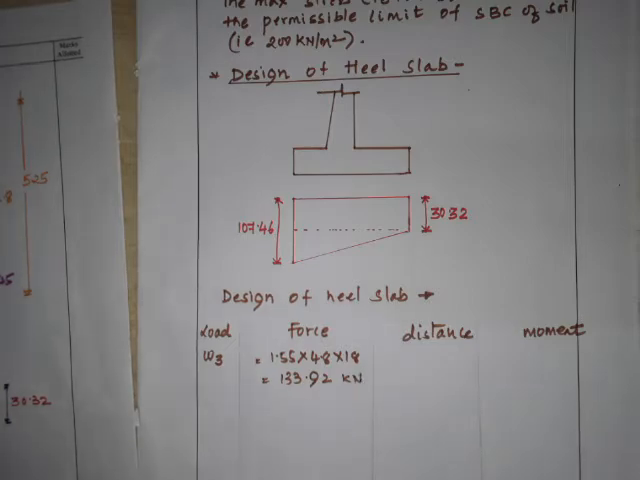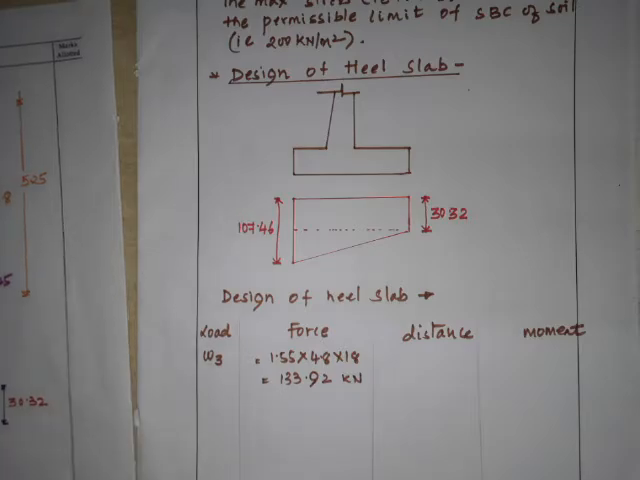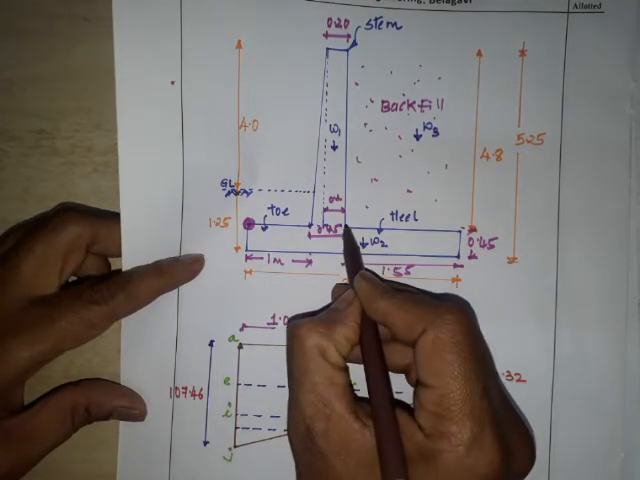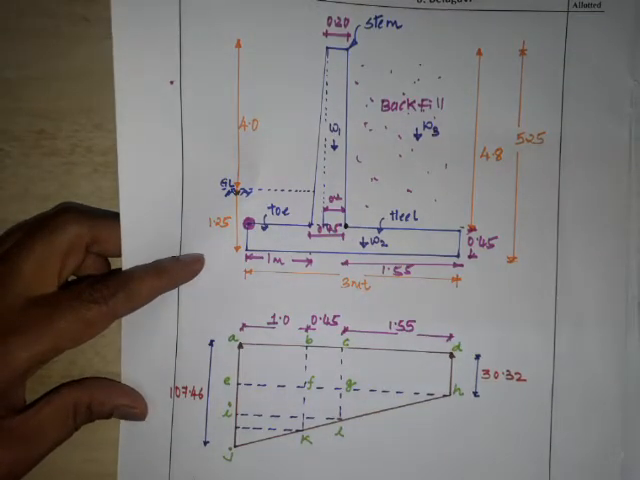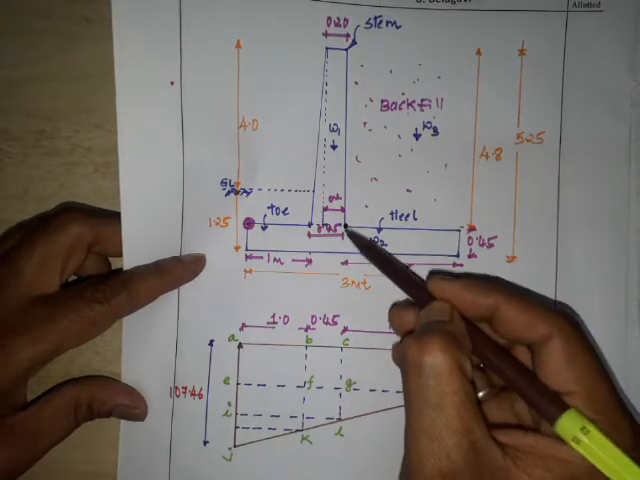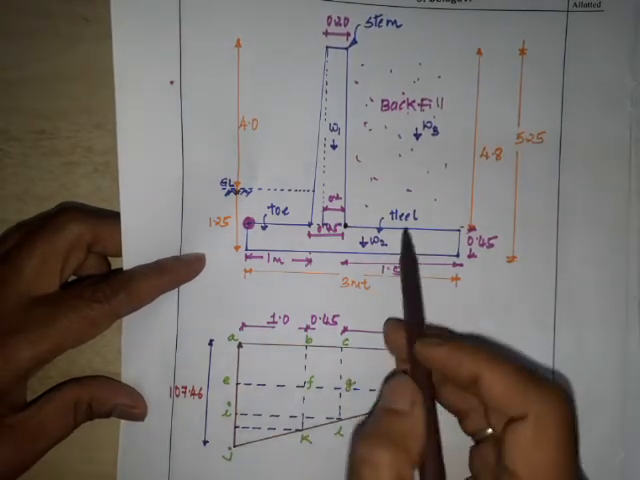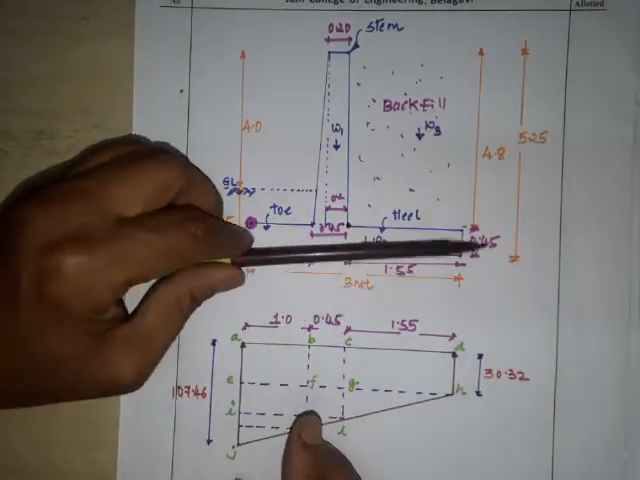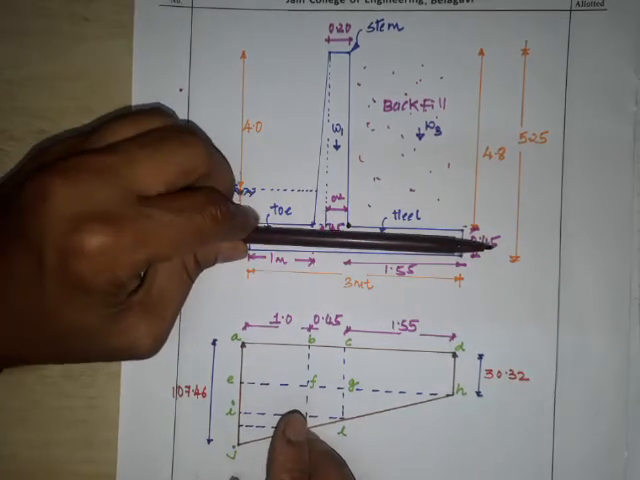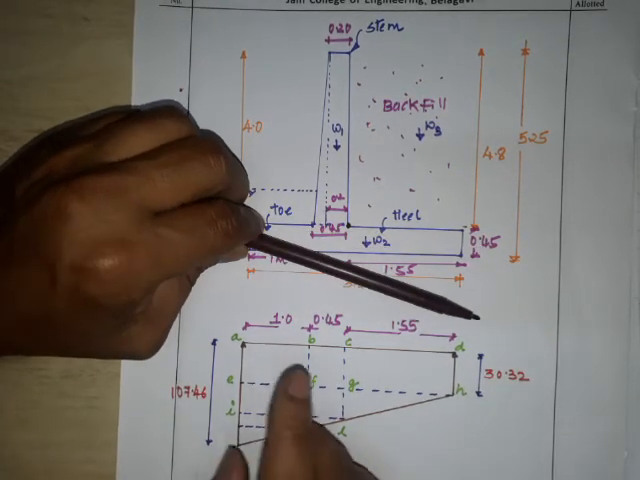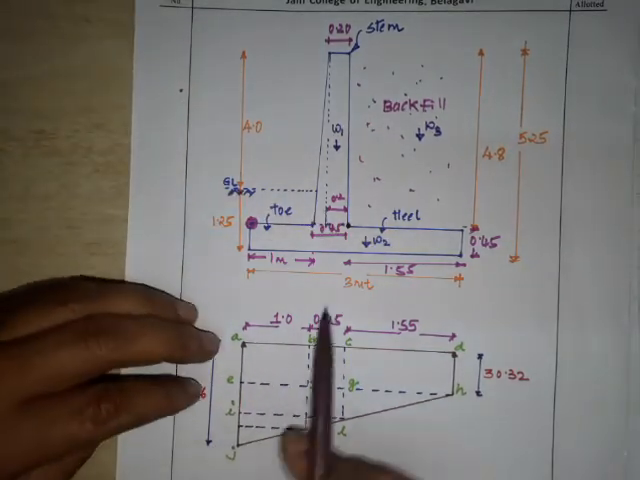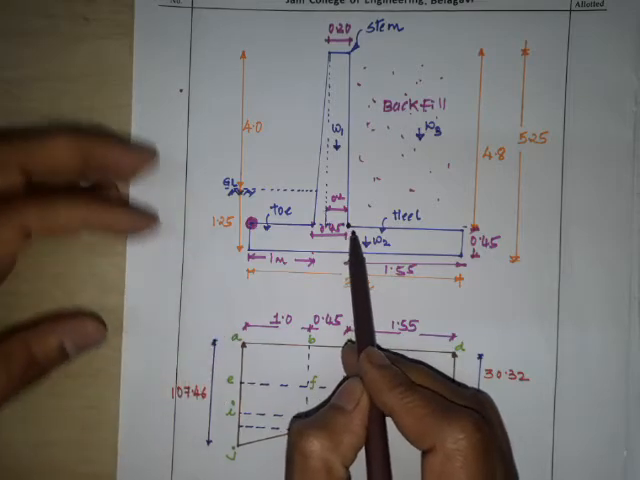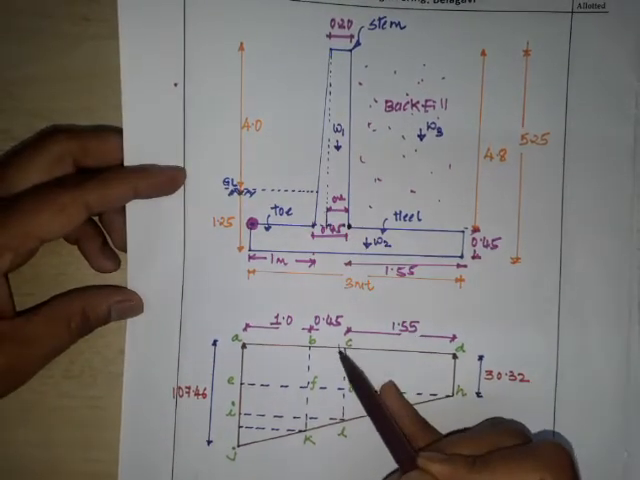Then the distance is, because we are designing the heel slab, we have to consider the forces about this point, correct? So that is about C. Because of the forces, the heel slab will try to bend down like this, because of the vertical force, correct? So we have to consider all the forces and moments about this point. We can say it is point C.